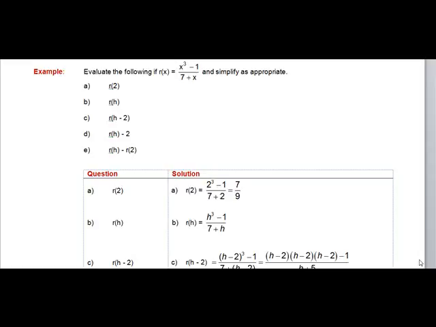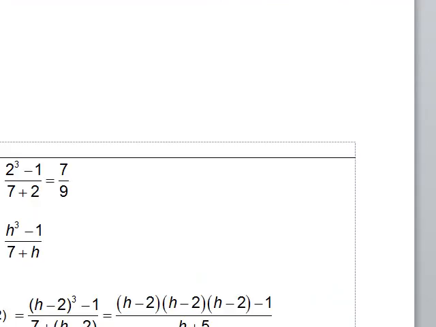Okay, we have a third example. I'd like to evaluate the following function. R at x equals x cubed minus 1 in the numerator divided by the quantity 7 plus x in the denominator, and simplify as appropriate. So our first one we have is r at 2.